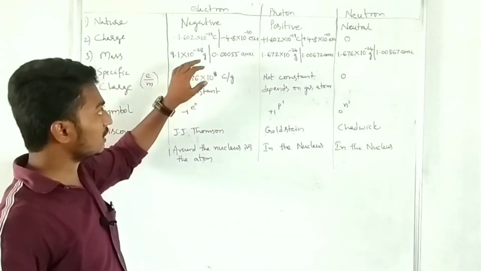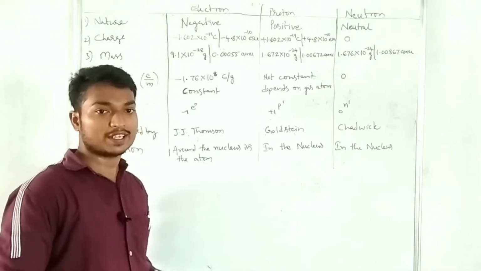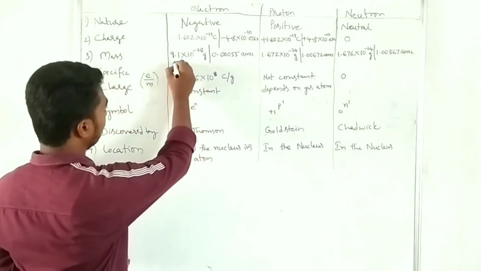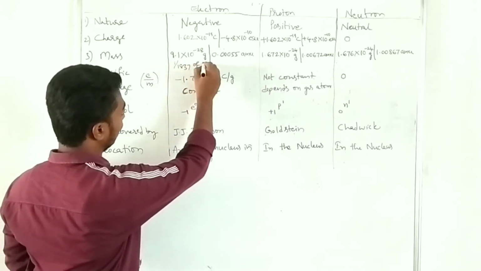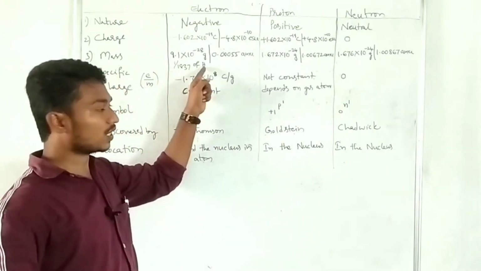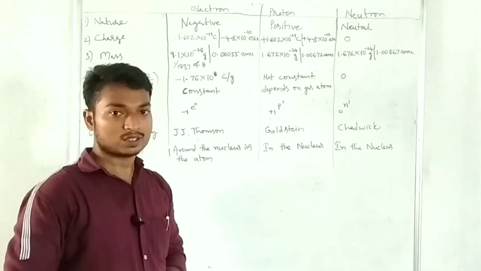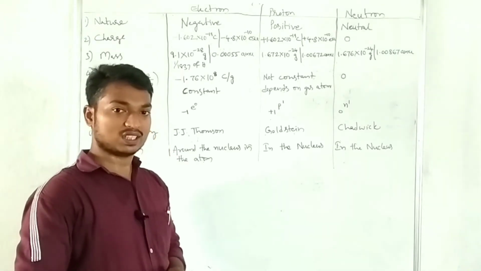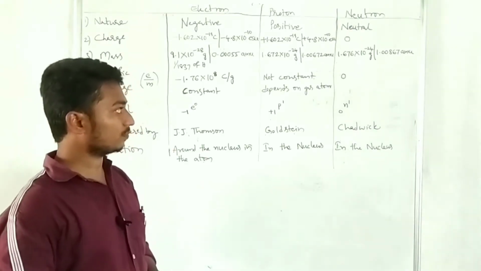In other words, you can say the mass of the electron is 1 by 1837 part of hydrogen. In the hydrogen atom there is one proton and one electron. So the mass of the electron is 1 by 1837 part of hydrogen.